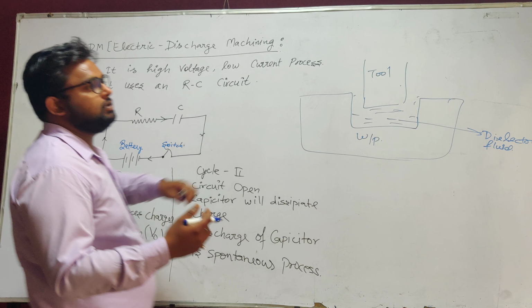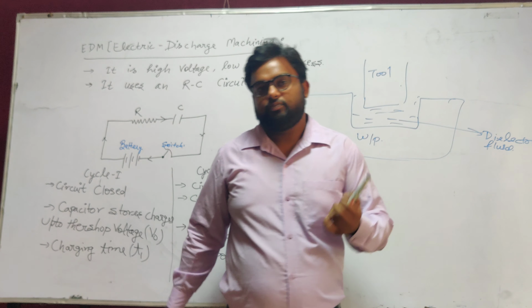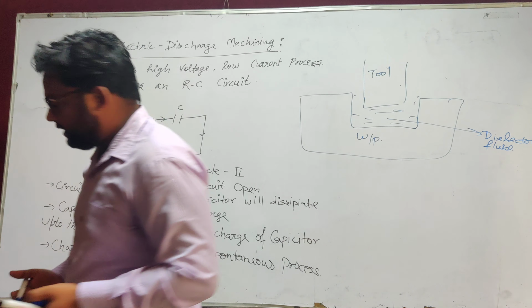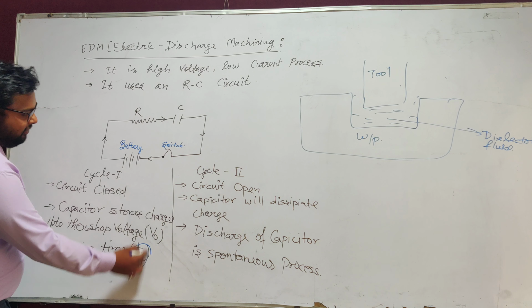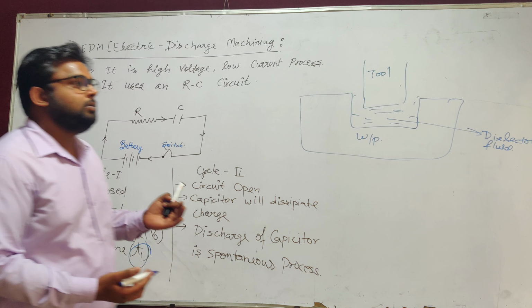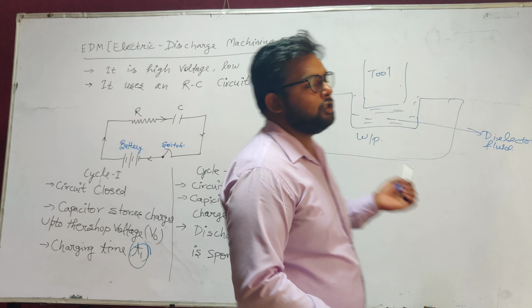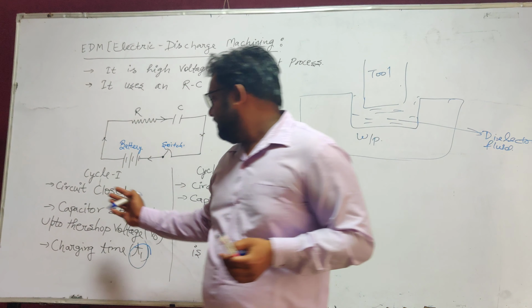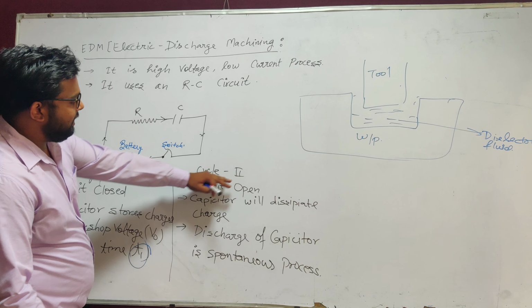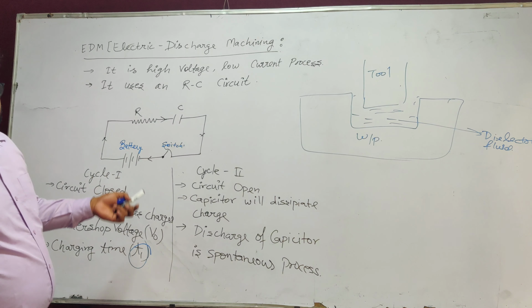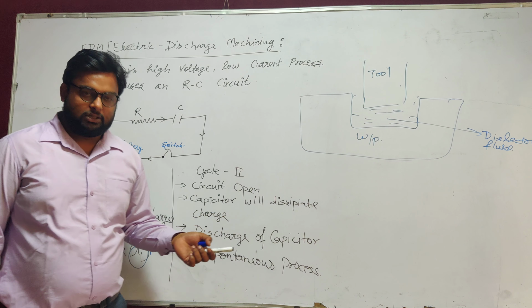That means the highest voltage of the battery will be stored in the first cycle. And the charging time is T1. When the capacitor reaches the threshold voltage, the circuit is opened, and this is known as cycle 2, and then the capacitor will dissipate charge.